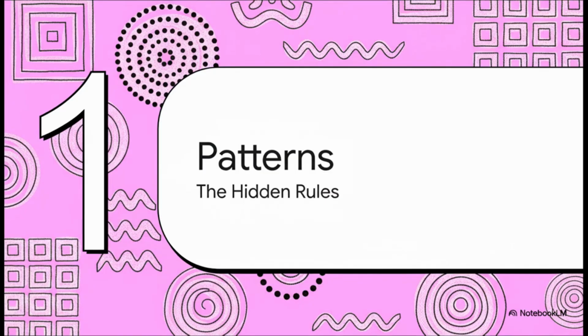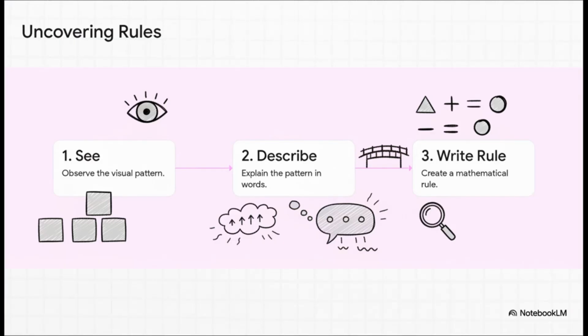Okay, so our very first building block is something you're probably already an expert at, even if you don't realize it: spotting patterns. Because really, when you get right down to it, relationships are just patterns in disguise. Check this out. It's a simple three-step process. First, you just look. What's actually changing each time? Well, it looks like we're just adding one block, right?